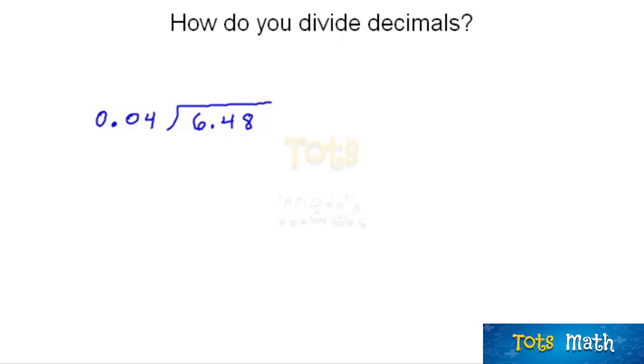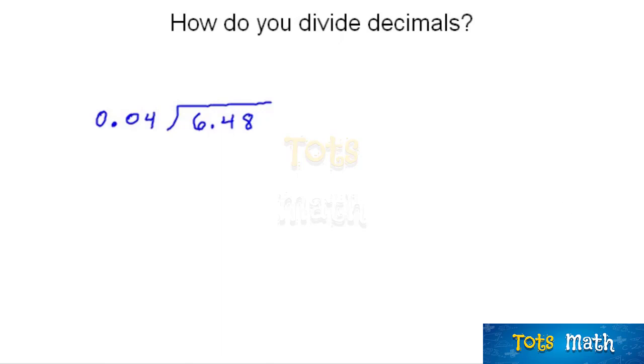How do you divide decimals? Well, let's take a look at the problem I have on the whiteboard. 6 48/100 divided by 4/100. You can see that both the divisor and the dividend are decimal numbers.